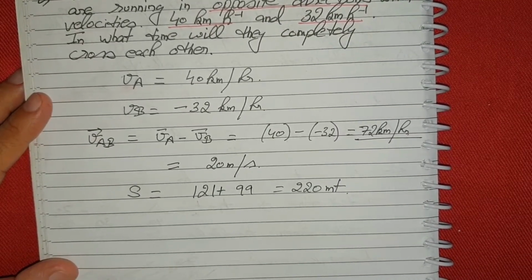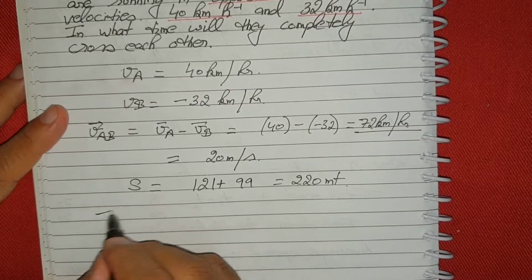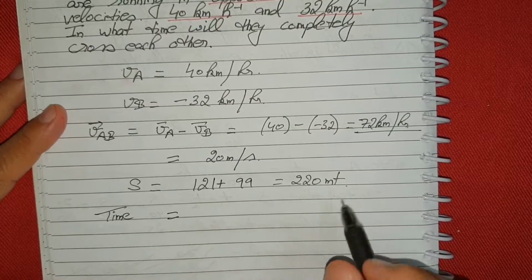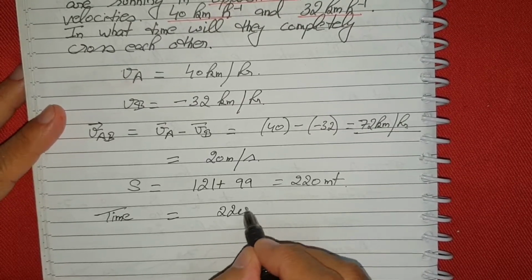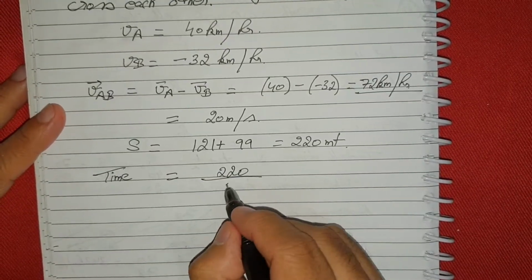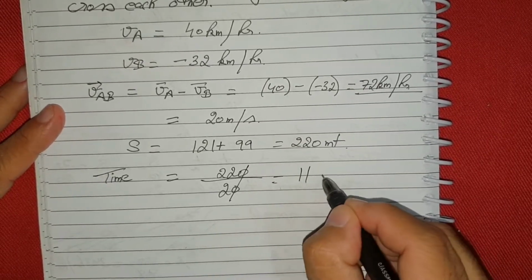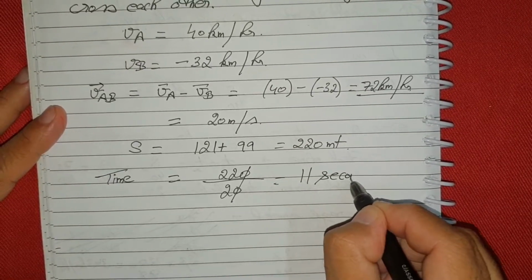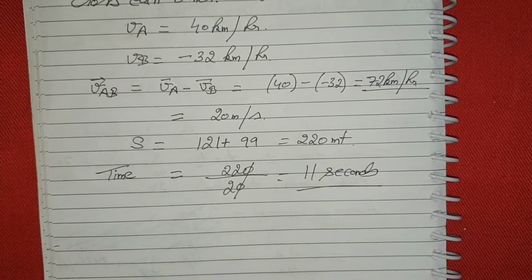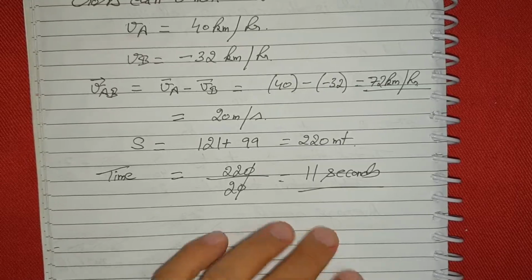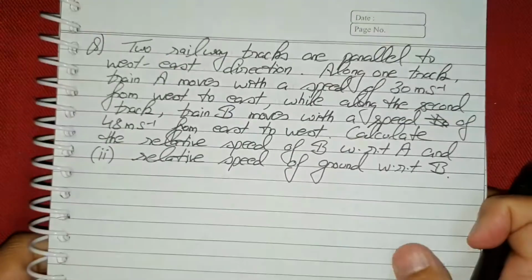Now the time taken to cross each other. The time taken to cross will be distance, which is 220, divided by the speed, which is 20 meter per second, not the speed, the relative speed. So 11 seconds. The trains will take 11 seconds to totally cross each other. Okay. Next.